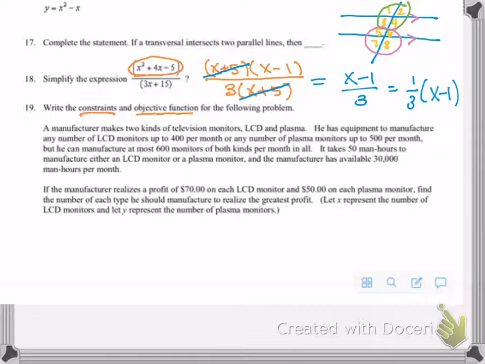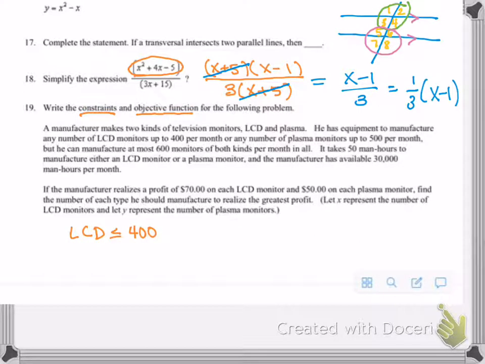So the hardest part of this problem is just reading it and making sure you get all the important information. It says, a manufacturer makes two kinds of television monitors, LCD and plasma. He has equipment to manufacture any number of LCD monitors up to 400 per month. Now, when you hear that type of wording, that makes it sound like a limitation, that's considered a constraint. So we can't go above 400 per month. So LCD has to be less than or equal to 400.